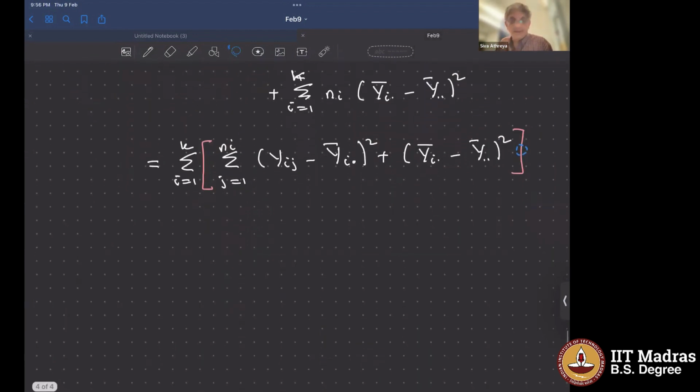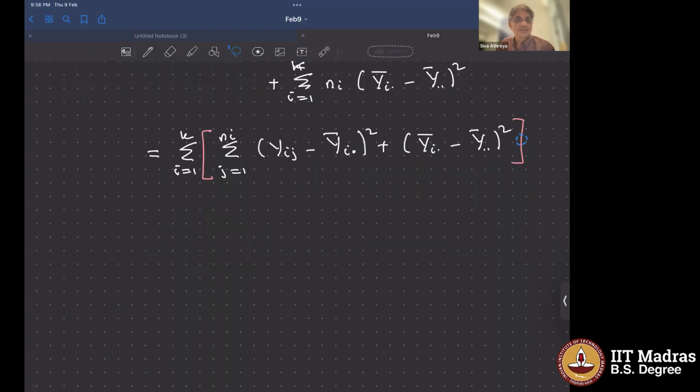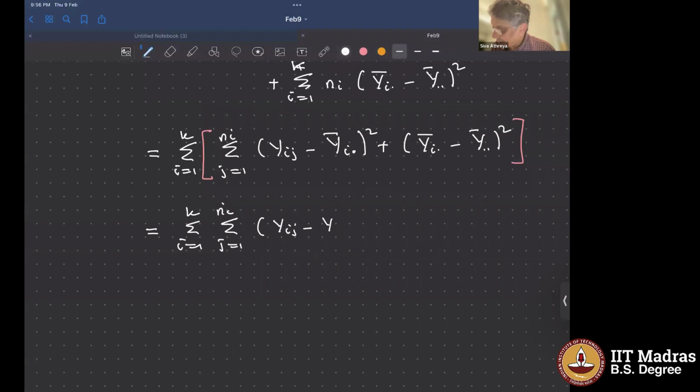So if you think a little bit, just look around a little bit. What is giving you this is just the same as the sum from i equal to 1 to k, the sum from j equal to 1 to n_i. And if you expand and contract the sum, all you'll get is the whole thing is just y_ij minus y dot dot bar, whole square, because the cross terms will vanish, and this is exactly what you get. But what is this now? This is just the total sum of squares.